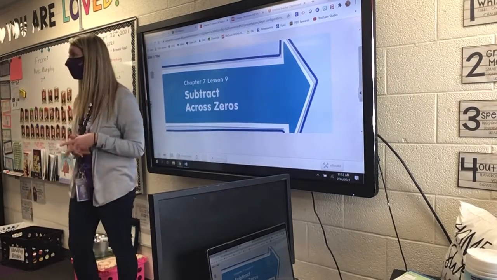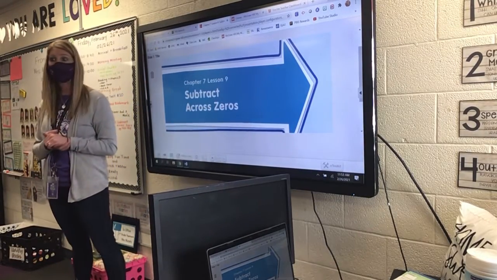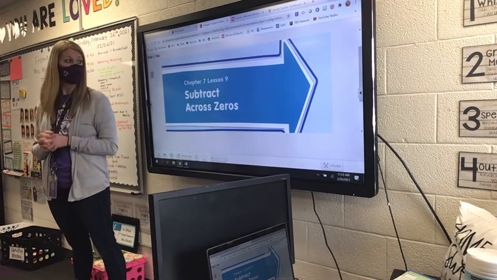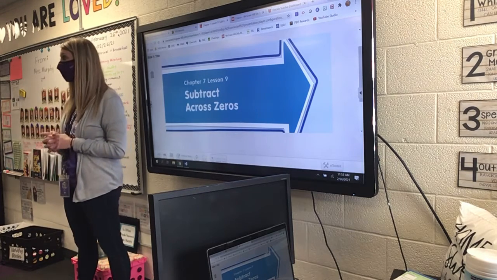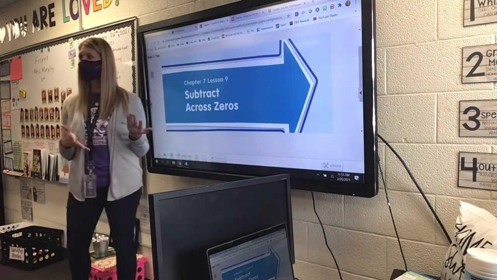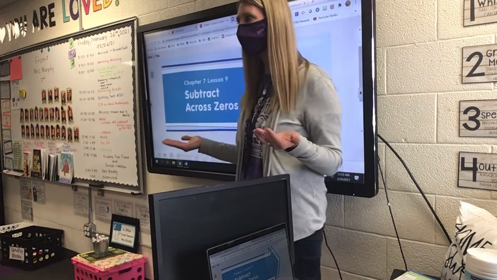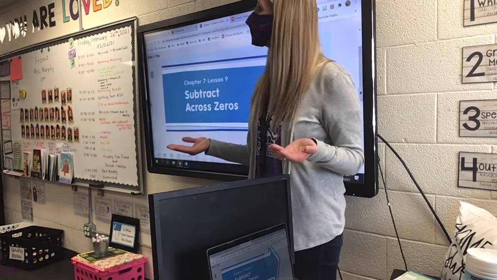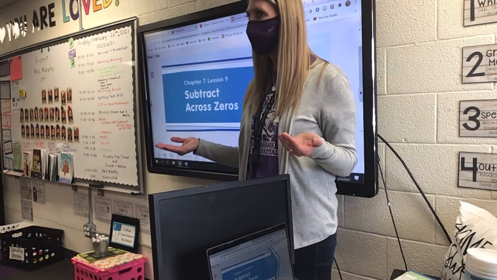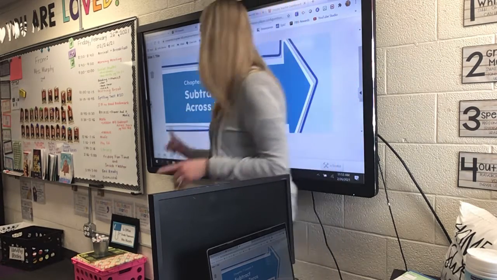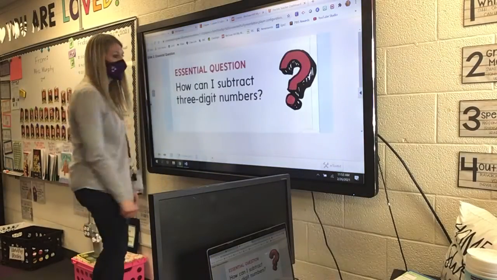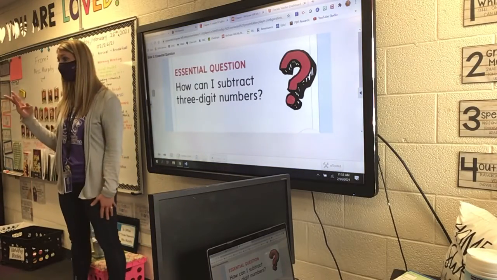Math lesson today is chapter 7, lesson number 9. And this lesson is subtracting across zeros. Now when I first saw this lesson and just saw the name of it, I'm like, well, that's pretty easy. We just subtract zeros. No, that's not exactly what we're doing. So our essential question is, how can I subtract 3-digit numbers?